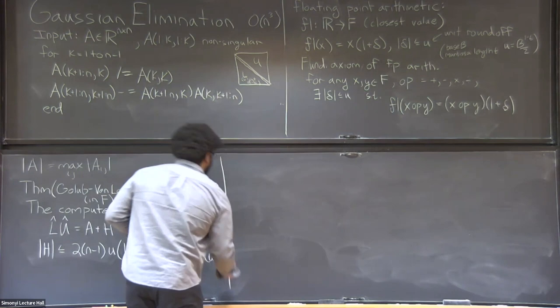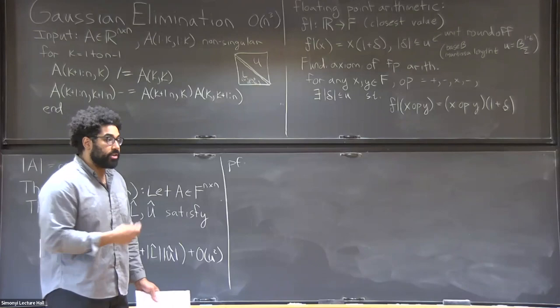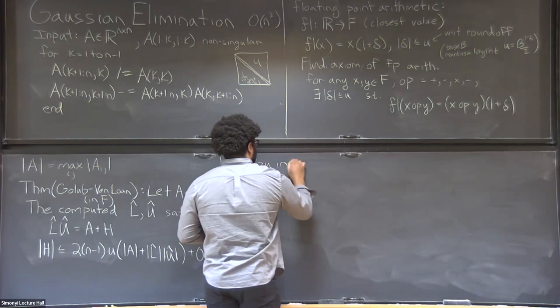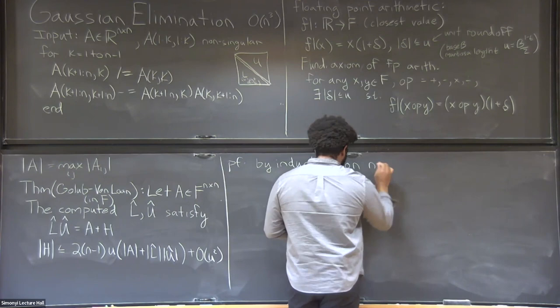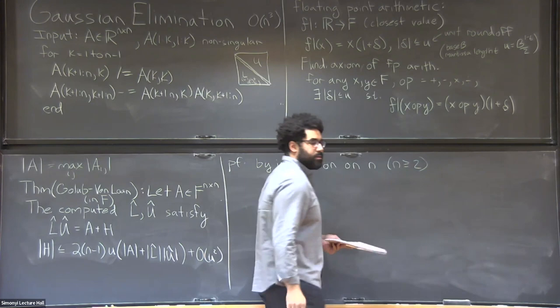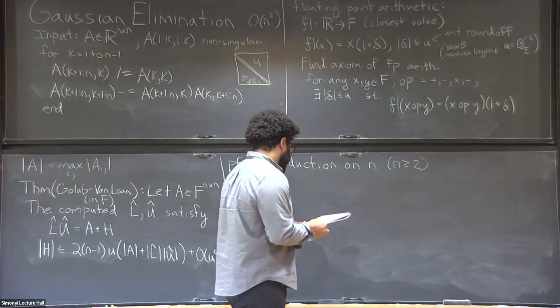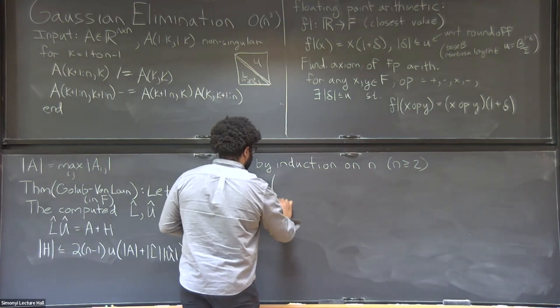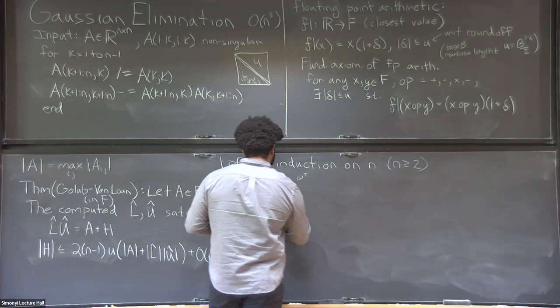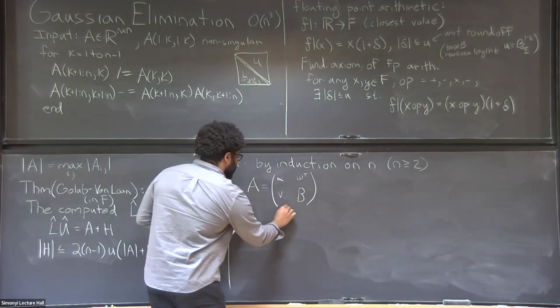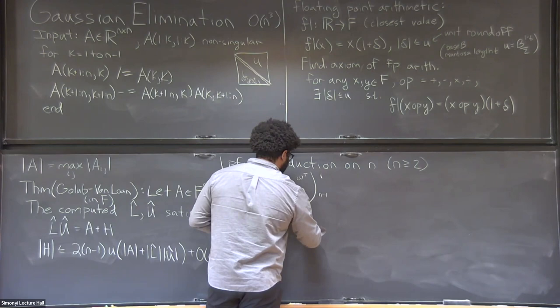Okay, and the proof is not too bad. We're just going to do this proof by induction on n. Okay, so I'll sketch this for you. We can assume n is at least 2, because n equals 1 is trivial. So let's write our matrix A in block notation. We'll denote the pivot by alpha, the first row by w transpose, the first column by v, and the lower right block by B. So this is one column, one row, and B is n minus 1 by n minus 1.